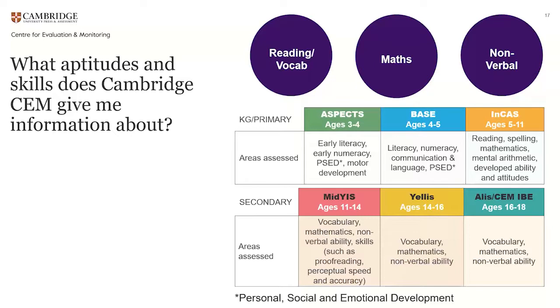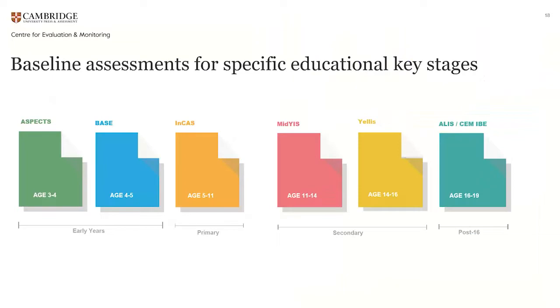And when you get to Midgis and Yellis and Alice in secondary, it's more non-verbal. This is the ability to analyse information and solve problems using reasoning and logic. And in a Cem baseline assessment, typically that's tested using shapes and pattern-related visual questions to test visual and spatial skills. So now we're going to be looking at a couple of question types and a further look at those 6 assessments in a little bit more detail.